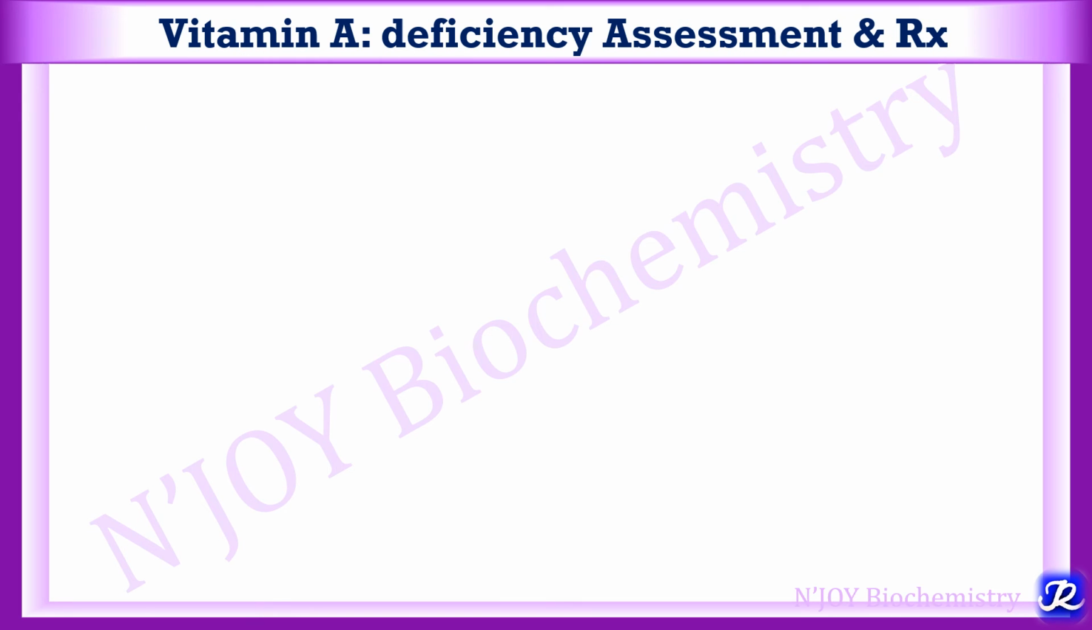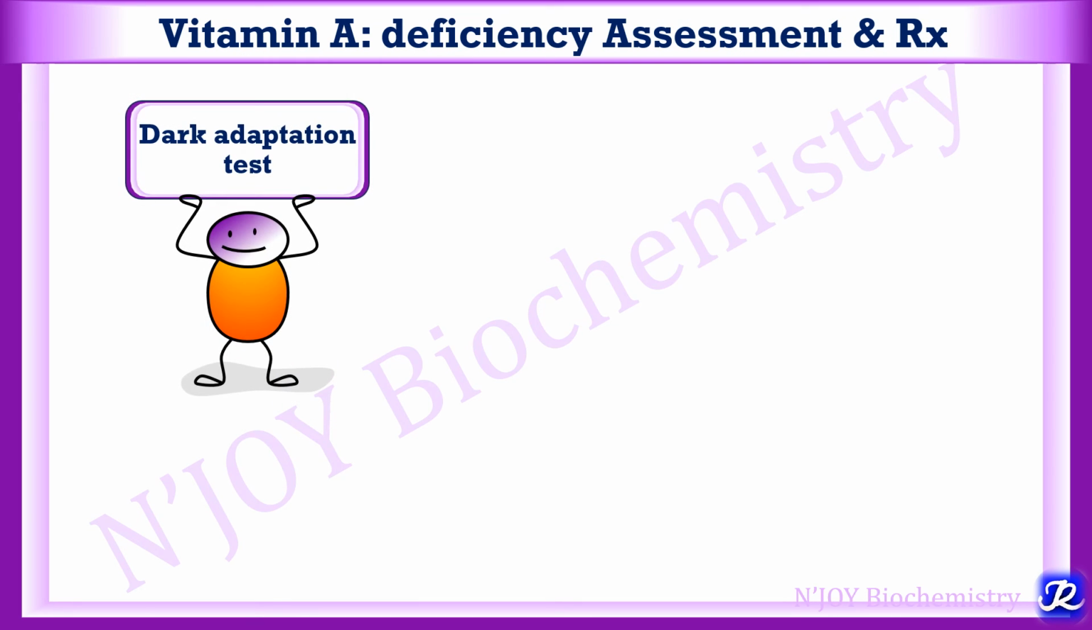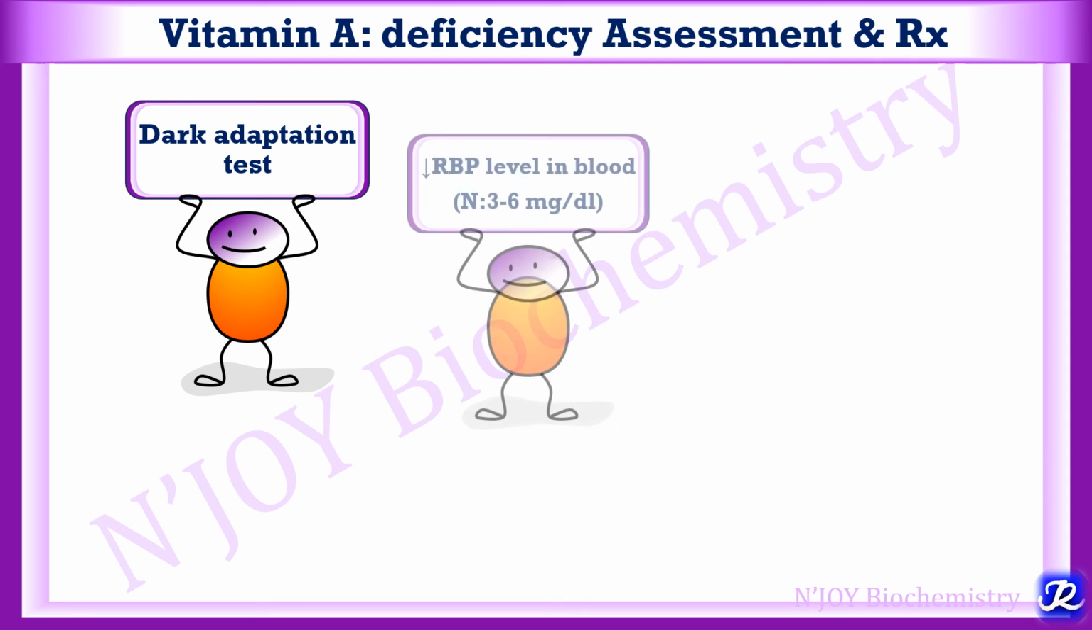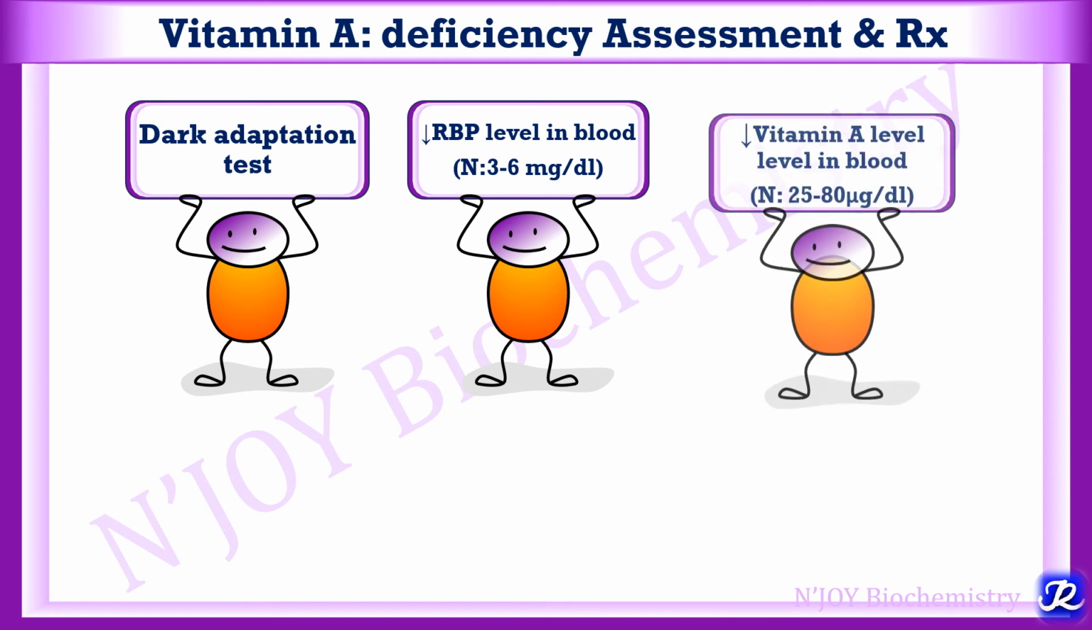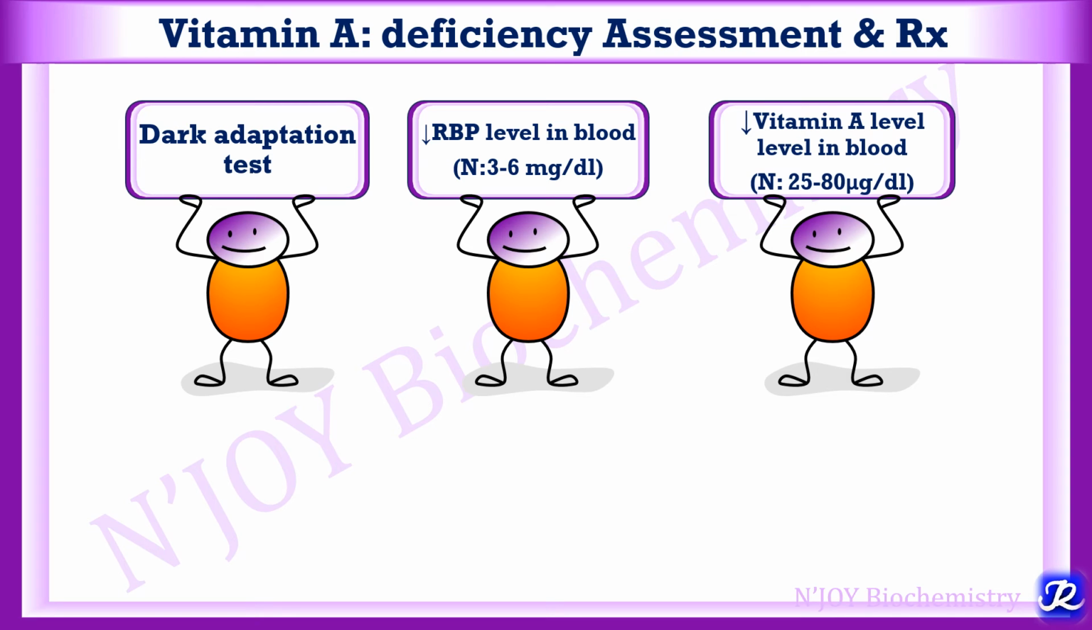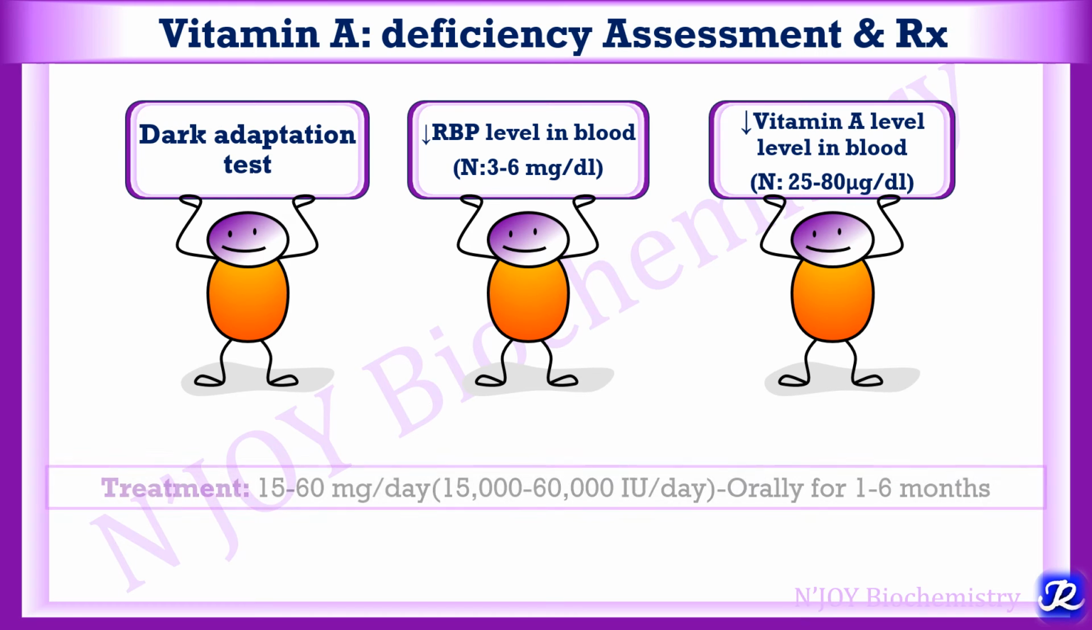The assessment of vitamin A deficiency can be done by dark adaptation test. The dark adaptation time is increased in vitamin A deficiency. The deficiency can also be assessed by measuring retinol binding protein level in the blood. It is reduced in vitamin A deficiency. The normal level is 3 to 6 mg per deciliter. Serum vitamin levels are also reduced in vitamin A deficiency. The normal level is 25 to 80 microgram per deciliter.